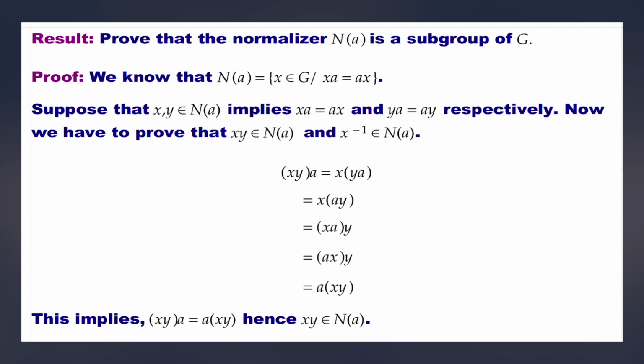So (xy)a can be written as x(ya) by the associative law. Then x(ya) is written as x(ay), because we have seen that ya = ay. Again by the associative law, we write (xa)y. We have seen xa = ax, so it is written as (ax)y. Again by the associative law, a(xy). This implies (xy)a = a(xy), hence xy is in N(a).